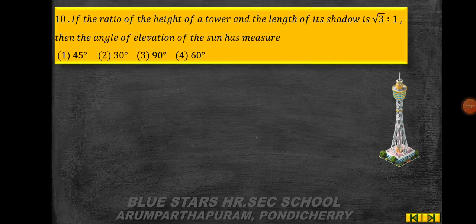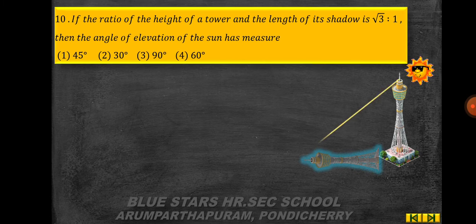Question number 10. If the ratio of the height of a tower and the length of its shadow is √3:1, then the angle of elevation of the sun is: option 1, 45 degree; option 2, 30 degree; option 3, 90 degree; and option 4, 60 degree. So you see the height of the tower and the shadow of the tower. You have to measure the angle of elevation of the sun.